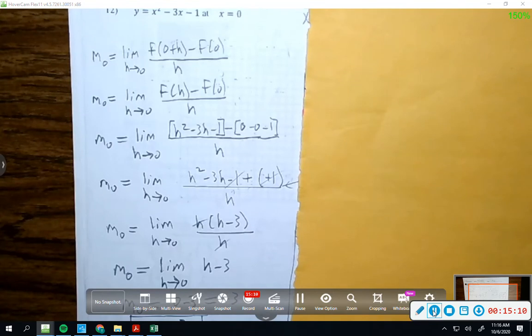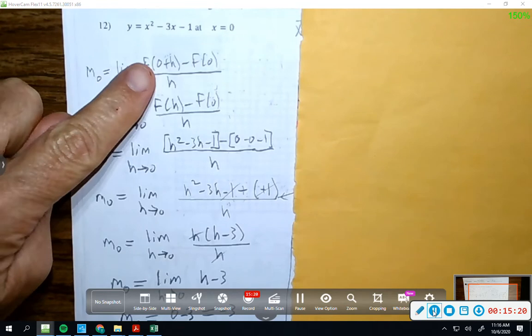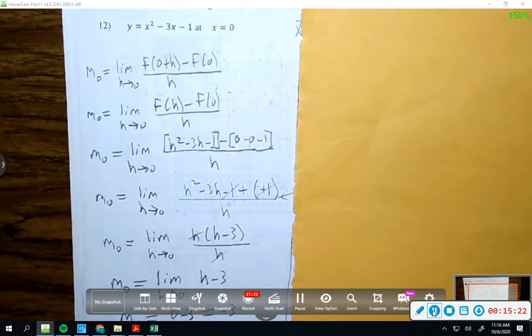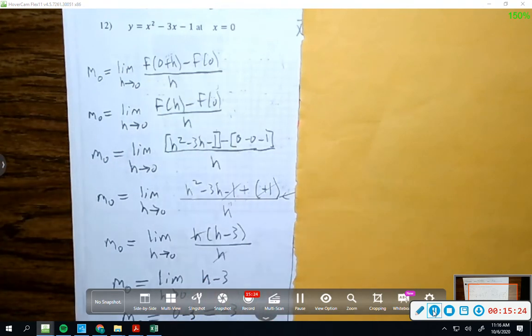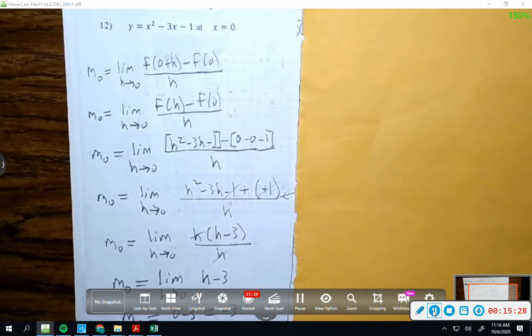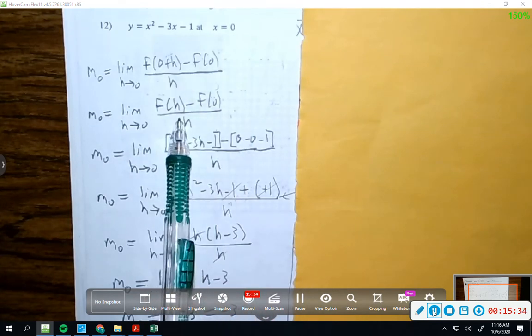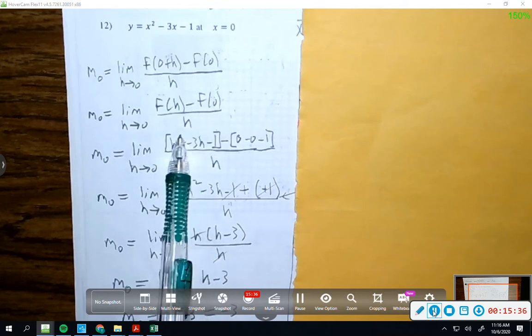Problem number 12 is essentially the same situation, same directions. I'm going to go through this one a little bit more quickly. The slope at 0 is the limit as h approaches 0. We can plug 0 in for a right away. Instead of saying f at a plus h minus f at a, we plug 0 in for a because we're only interested in the slope at 0 in this particular problem. And anytime it's at 0, it makes it significantly easier because 0 plus h is just h. So f at h minus f at 0 all over h.